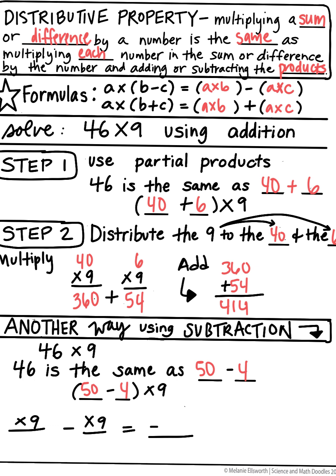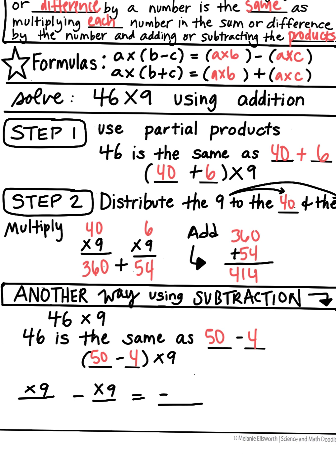So then I'm going to go on and multiply 50 times 9 and 4 times 9. So this is 450. This is 36. I subtract 450 minus 36. And I end up with 414. Oh, just the same answer as before. Yes.